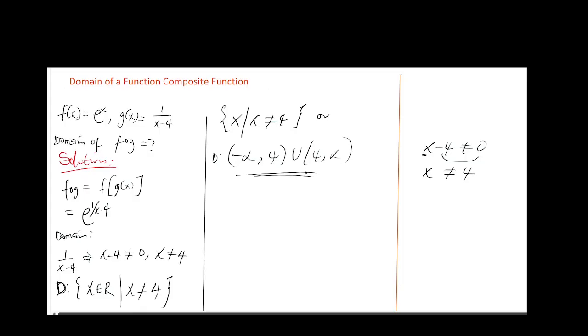For the sake of practice, you can try this function where we have that our f of x is equal to the exponential function, and our g of x is equal 1 all over x minus 3. Pause the video now, write this, and post your answers in the comment section.